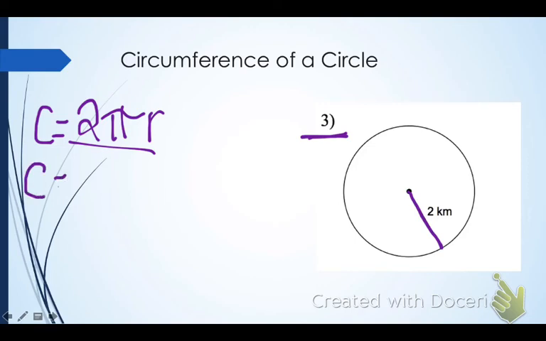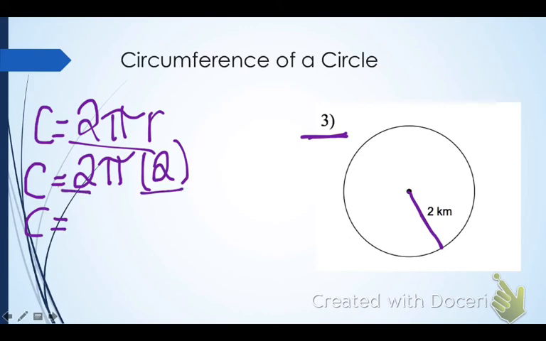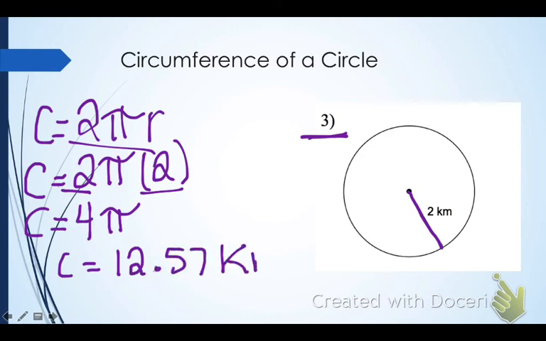So I'm going to substitute 2 in for r. Alright, and then to get my answer in terms of pi, I'm just going to multiply the numbers together. 2 times 2, which in this case is 4. And then finally, I say 4 times pi, which is 12.57, once I round, km.